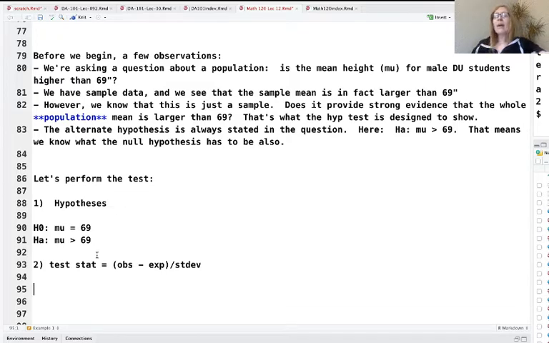Here, we're talking about means. So let's break these pieces down. Our observed for this stuff is x bar, the sample mean. That's what we actually saw in our data. And the problem says that that was 70.2 inches tall.